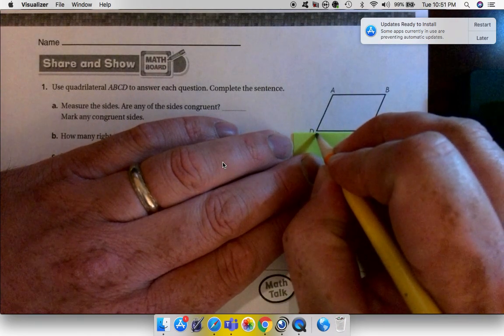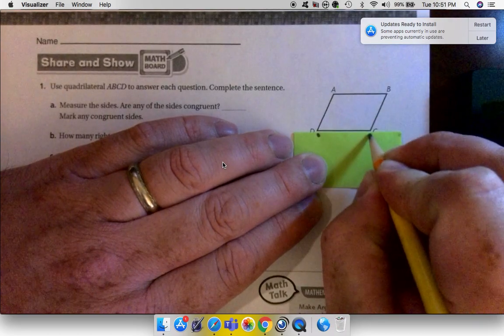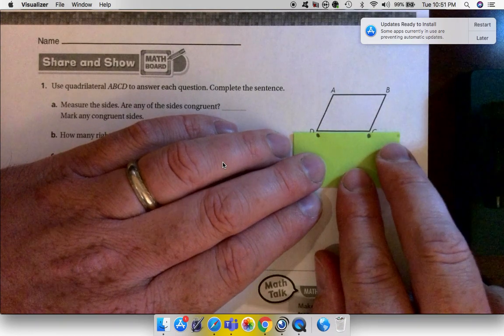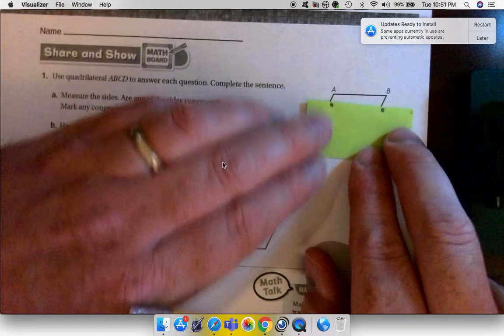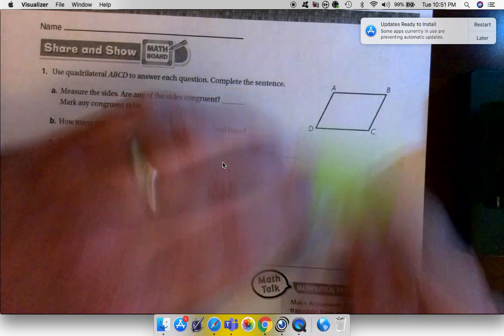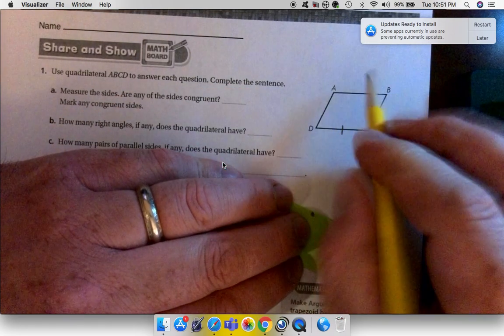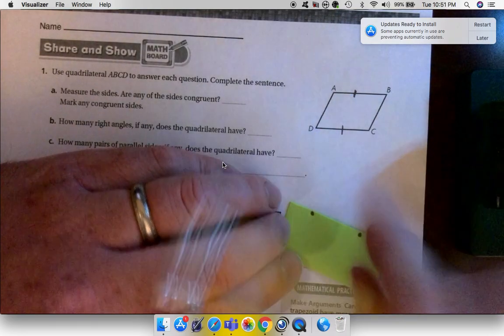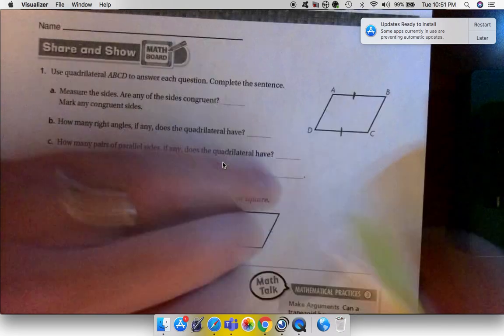So I'm going to measure D and C first. D and C. I'm going to see if that is congruent with A and B. So I'm going to move it up. Yep, A and B match up. So I know D and C are congruent to A and B. Well, what about A and D and B and C? Well, let's take a look.